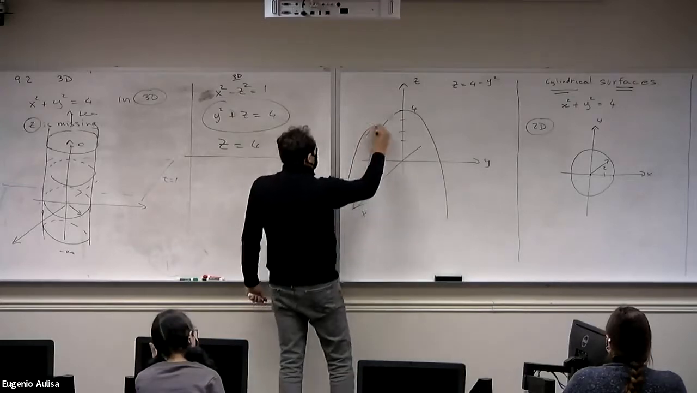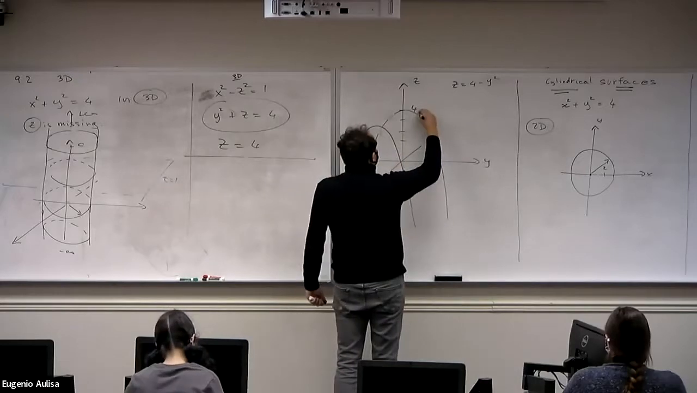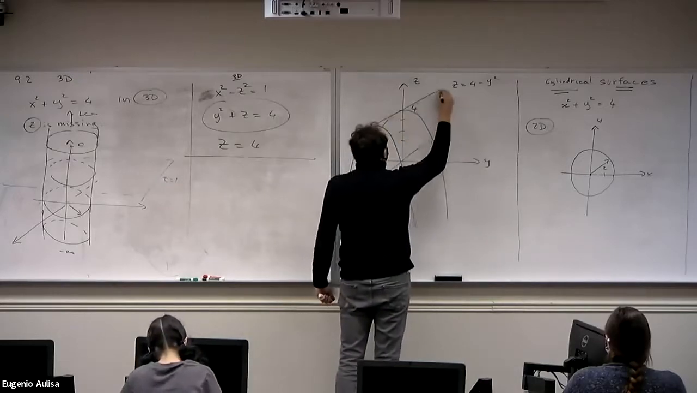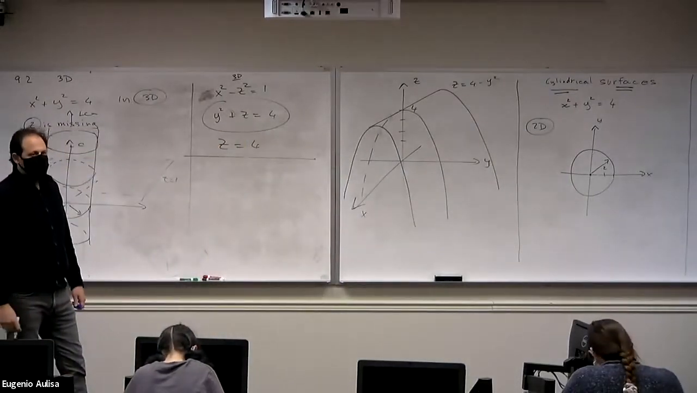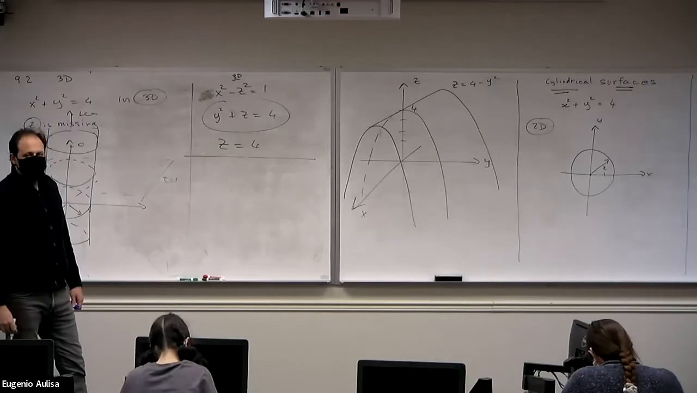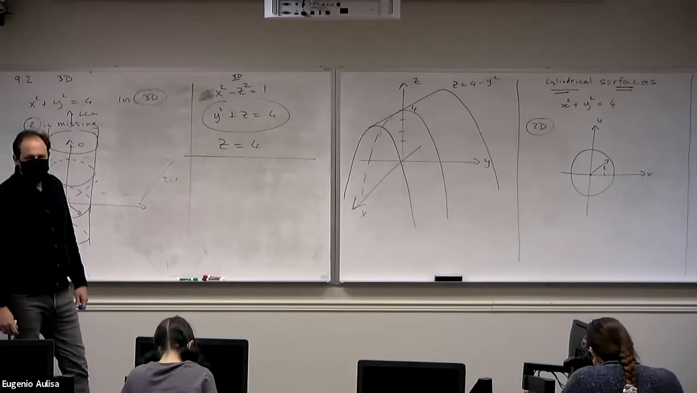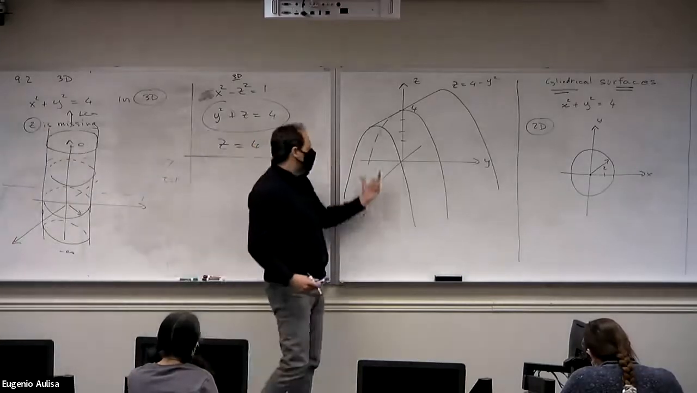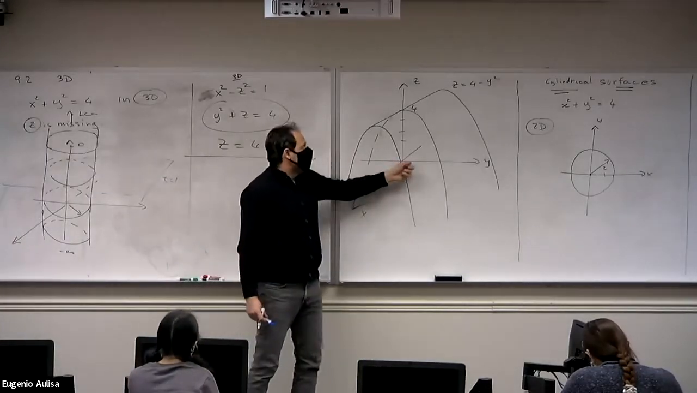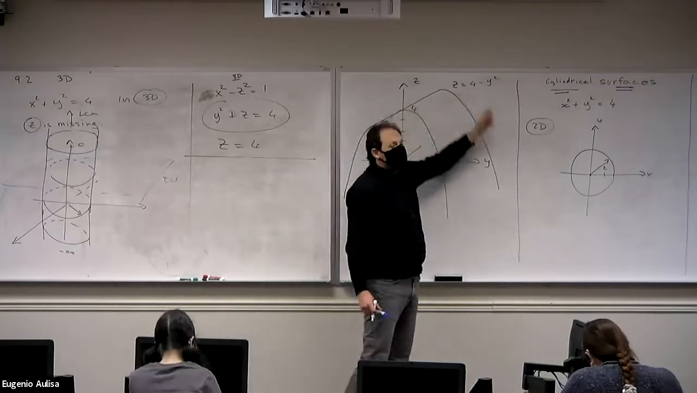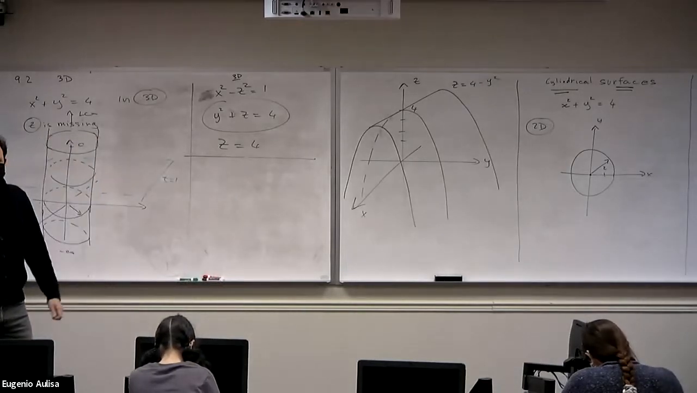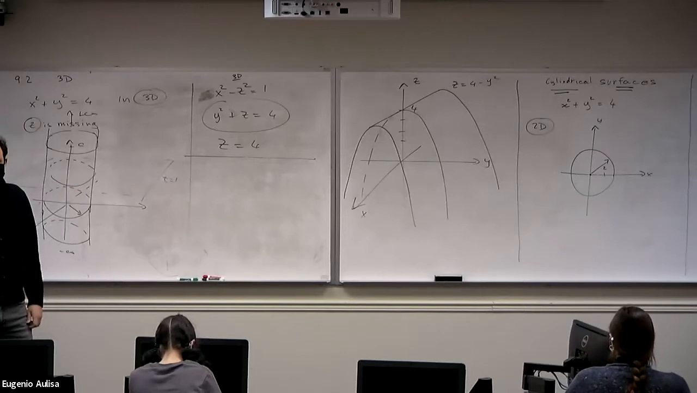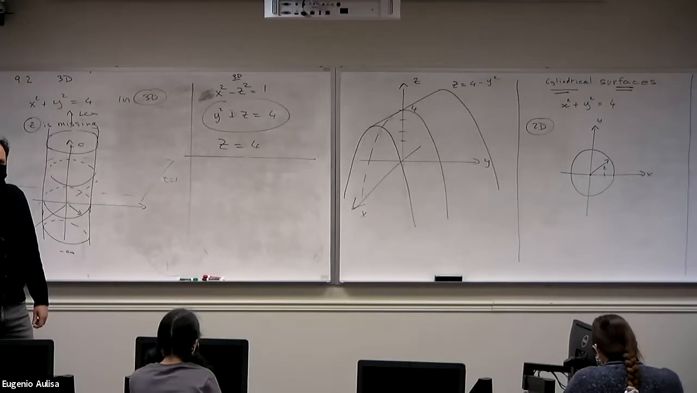Let me try to get it right. Something like this. Agree? Can you see it? So this is a cylindrical surface parallel to x, whose trace on the YZ plane is z equals 4 minus y squared. And we know how to sketch 4 minus y squared from analytic geometry. Any question?